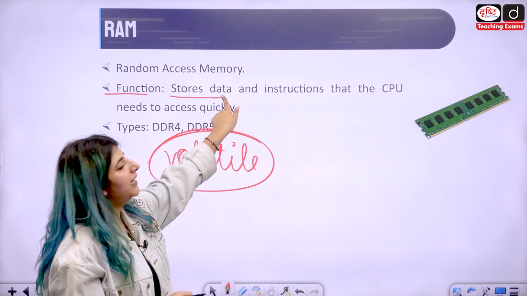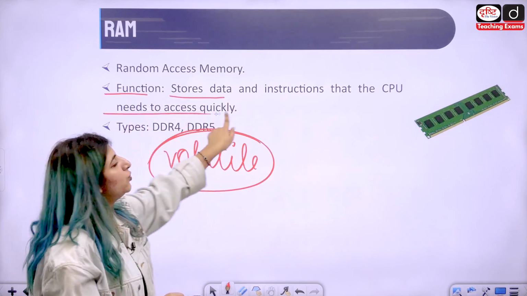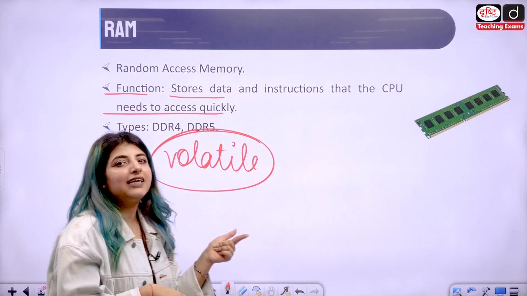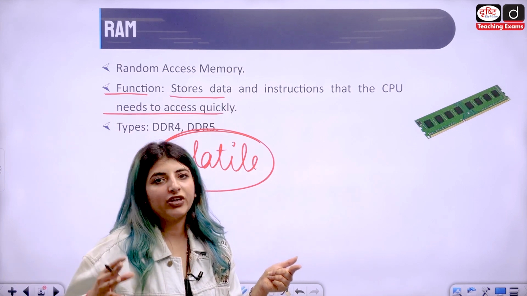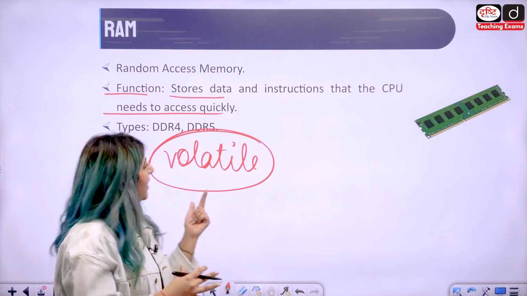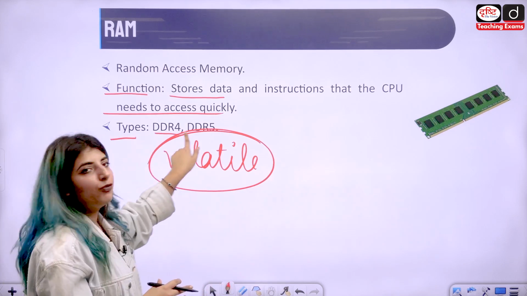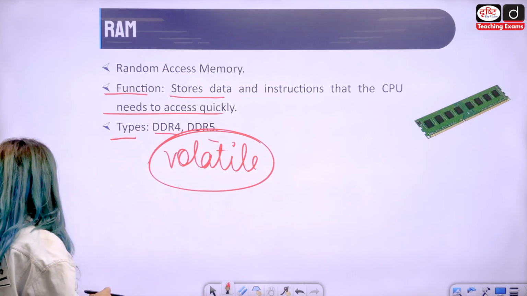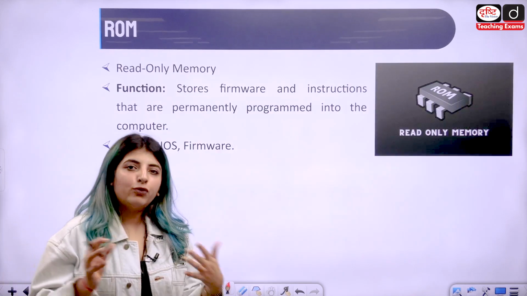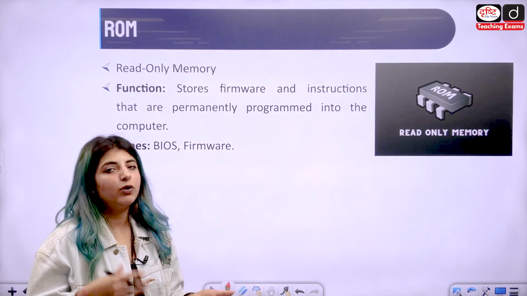Its function is that it stores data and instructions that the CPU needs to access quickly. But as I told you, those instructions will be deleted if the power is gone. Examples here are DDR4 and DDR5. Moving forward, we have ROM. Now in ROM, what do we have? What does it stand for?